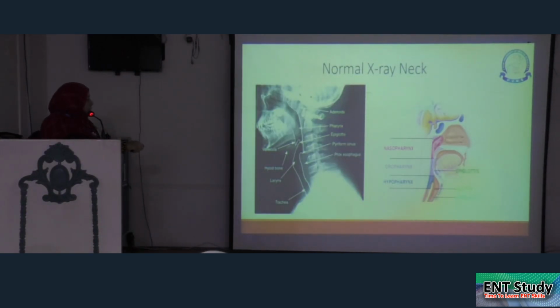This is the normal X-ray of the neck soft tissue that shows the air column of the pharynx with the trachea, and here is the esophagus.